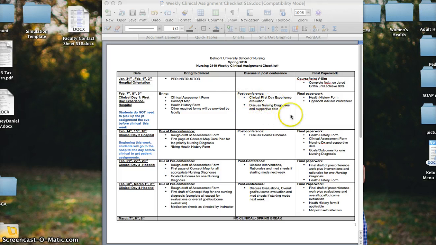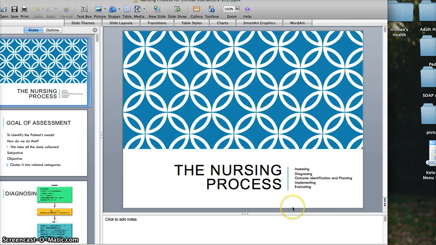So let's begin with discussion of nursing diagnosis and supportive data. I have attached the nursing process PowerPoint that Dee Dee prepared for her lecture that she is doing before they come to clinical this week. So this is what we will use every week when we discuss certain things. So this week is discussing nursing diagnoses and supportive data.